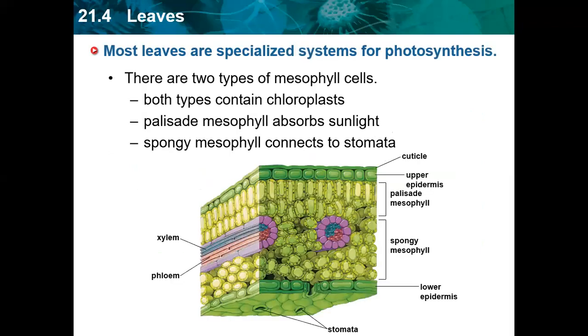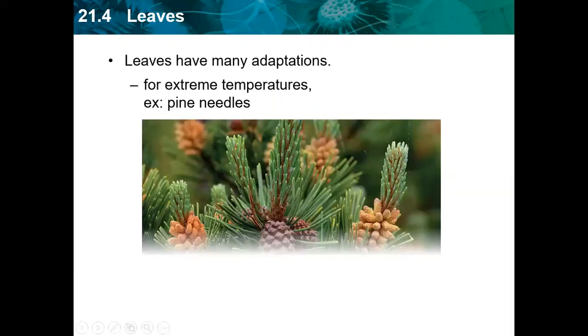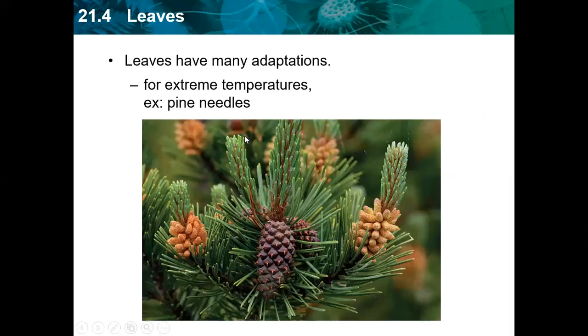So there are two types of mesophyll, what you call the palisade and spongy. One is for photosynthesis, one is the storage region. Some have adaptations. The leaf is adapted with a needle-like structure because of extreme conditions. You can find these kinds of leaves especially in gymnosperms, like Pinus.